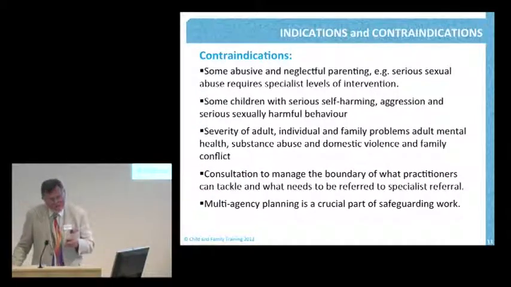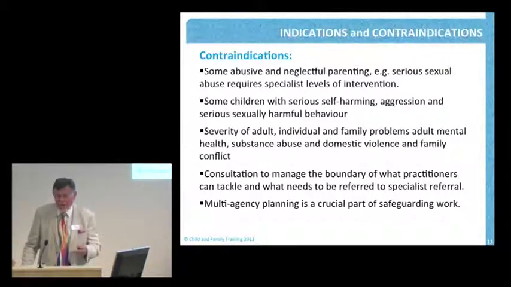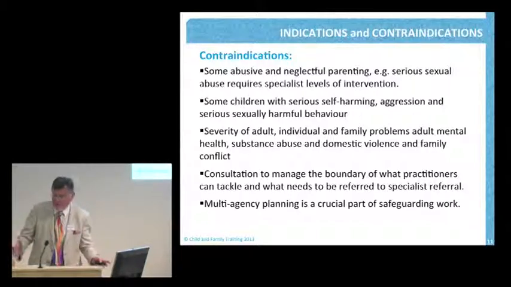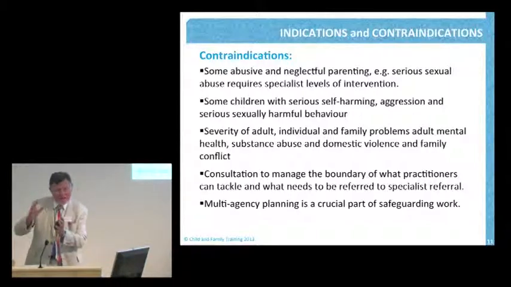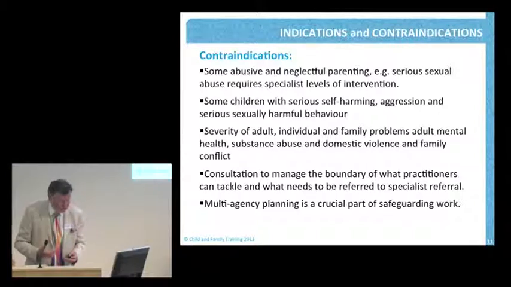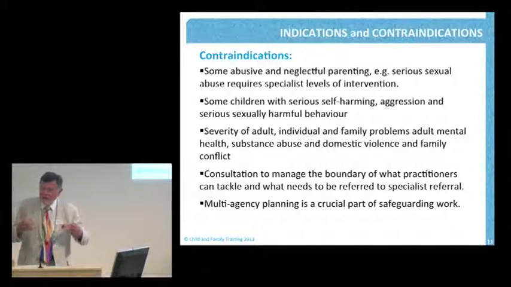We feel that more specialist intervention is required when there's, for example, serious sexual abuse by a parent that requires specialist levels of intervention. In the manual, we have modules to address children and young people where there's sexually harmful behavior, or where there's a parent who's coping in a family where there has been serious sexual abuse, but we feel that sexual abuse by an adult parent requires more specialist intervention. Some children have such serious self-harming, such serious aggression or serious sexually harmful behavior that, again, more specialist intervention is needed.